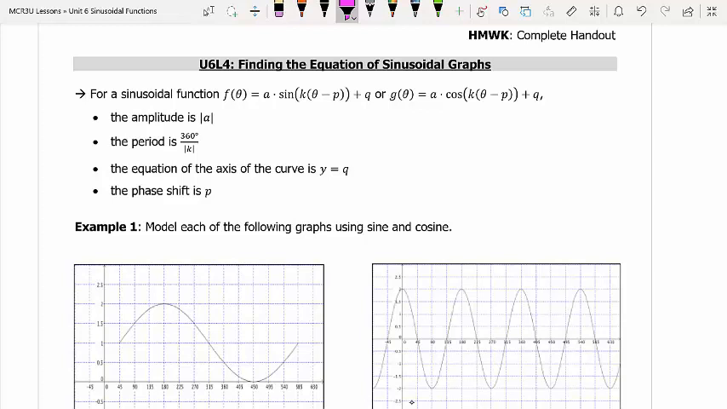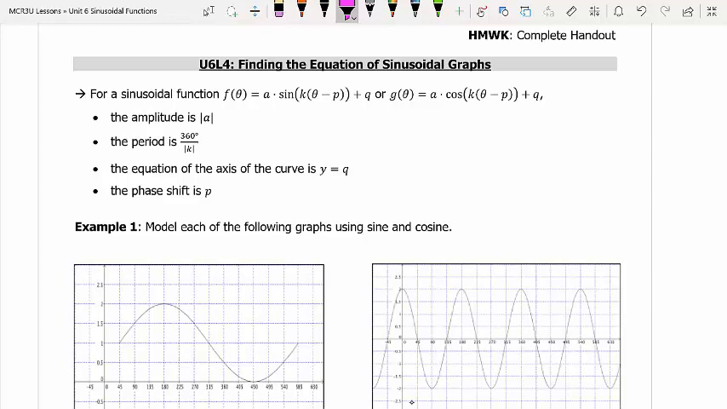Unit 6, Lesson 4, Finding the Equation of Sinusoidal Graphs. So in the past, we were always given the equation of the graph, and then we had to graph it, and you do that using your transformations. In today's lesson, we're going to work the other way. We are given the graph, and we have to develop the equation.